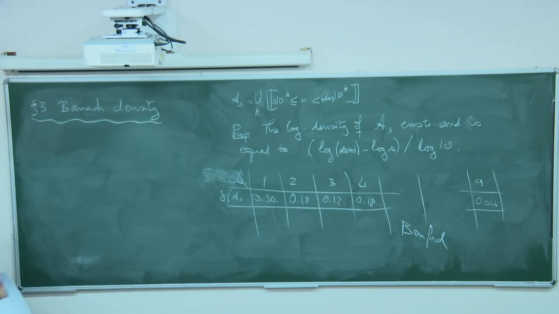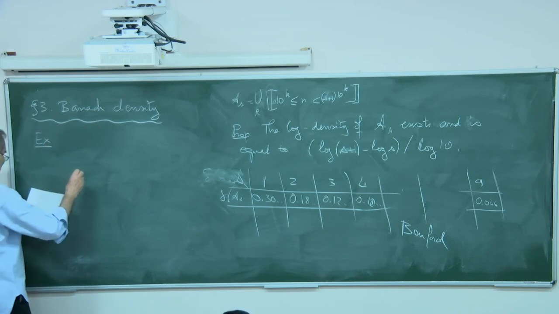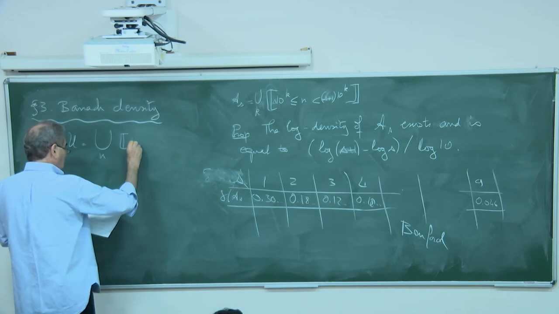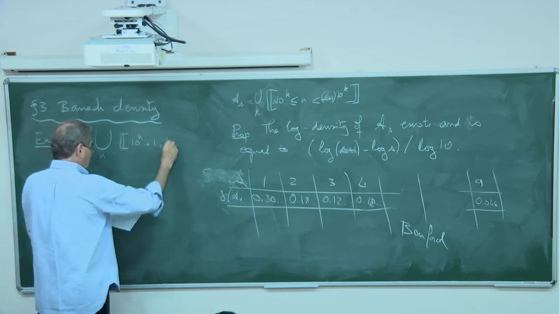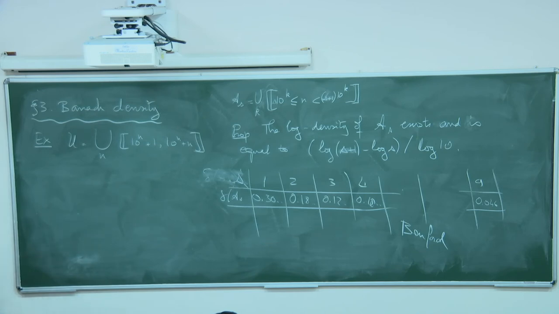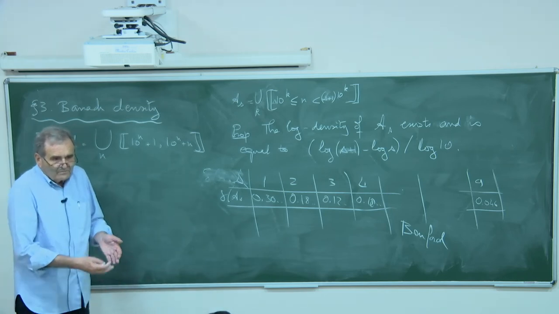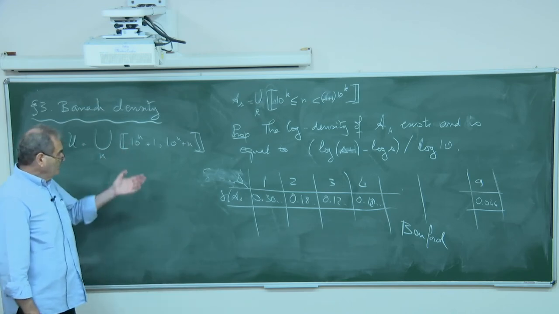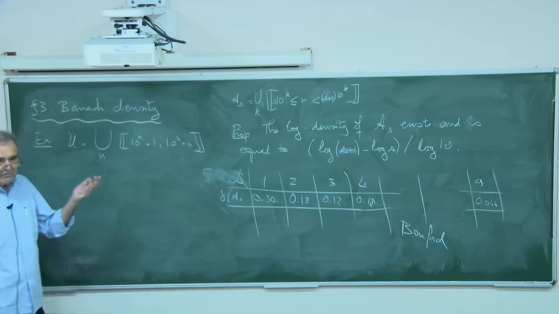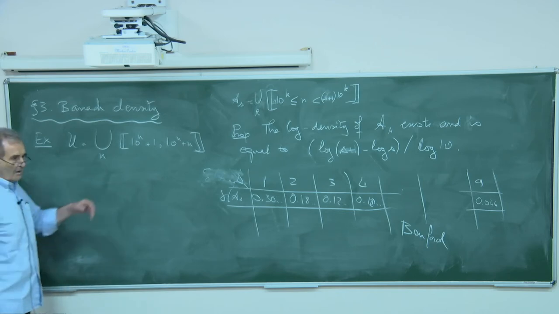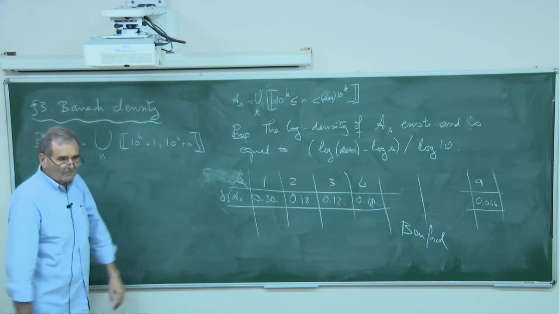Okay, look at this sequence. For example, U is the union over integers n of intervals, as we did before, but much shorter intervals: 10 to the n plus 1, up to 10 to the n plus n. If you are thinking of density, this sequence has zero density. If you count up to x, the number of n such that 10 to the n is up to x is log x. And since n is at most log x, the counting function is at most log x squared, so it's really very small, and it's also small for the logarithmic density.